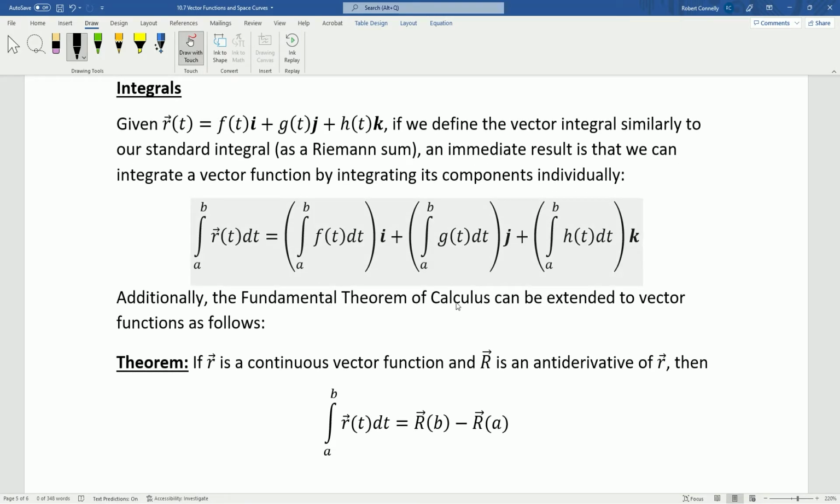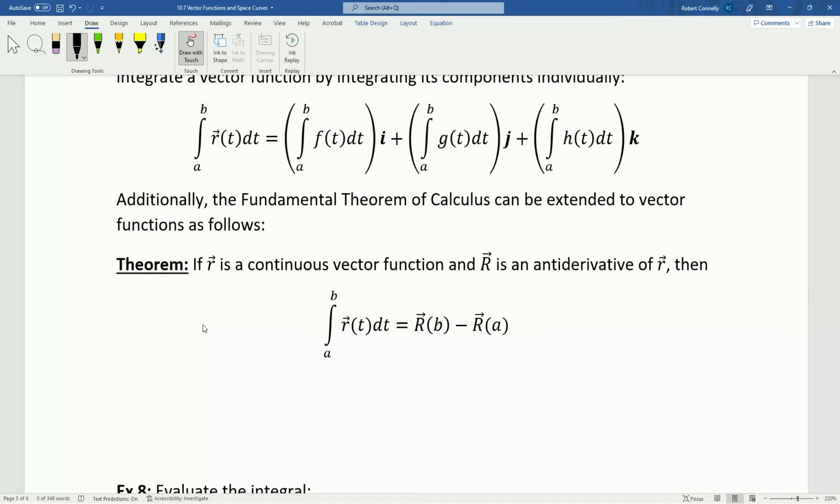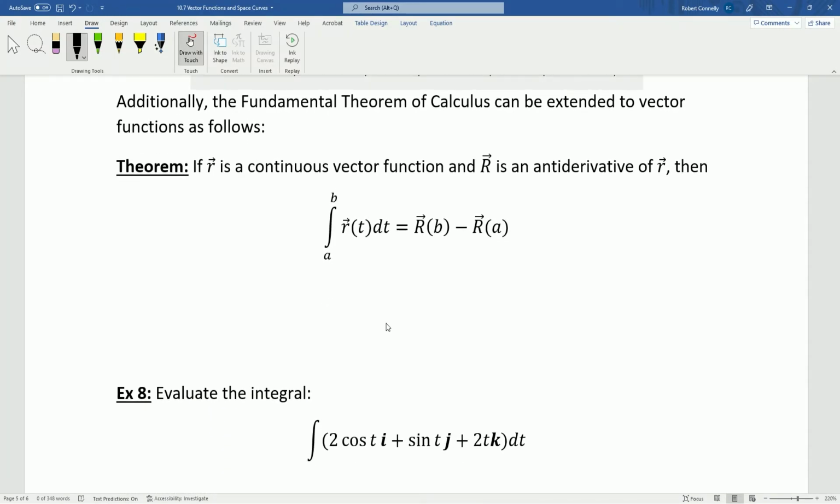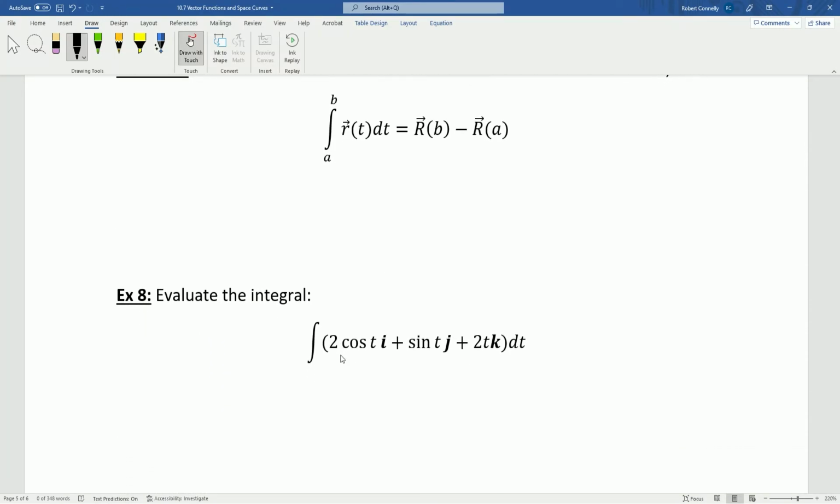Additionally, the fundamental theorem of calculus can be extended to vector functions as follows. If r is a continuous vector function and capital R, the vector capital R, is an antiderivative of vector r, then the integral from a to b of vector r of t dt equals vector capital R of b minus vector capital R of a. So that's the regular old fundamental theorem of calculus for definite integrals. Now here we're just going to evaluate an indefinite integral.